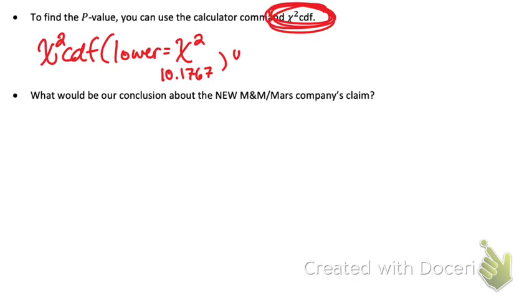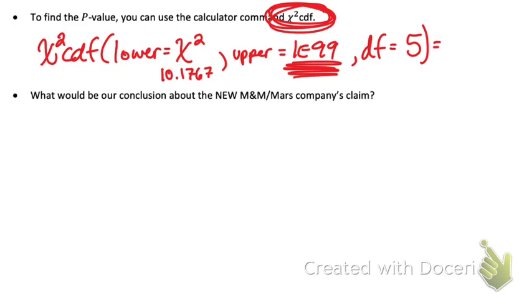What's the upper value? Your upper value would always be infinity because you're always going from the chi-squared out to infinity. And then, what is the third thing it asks you for? Degrees of freedom. How many degrees of freedom did this one have? 5.